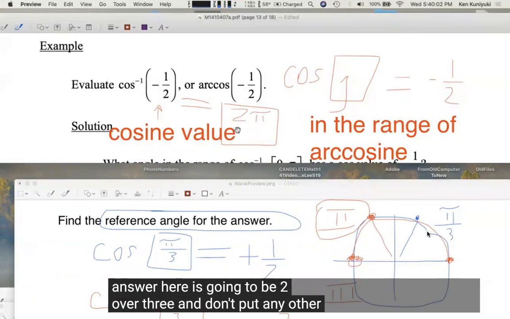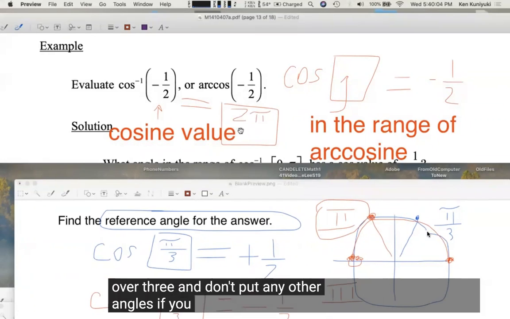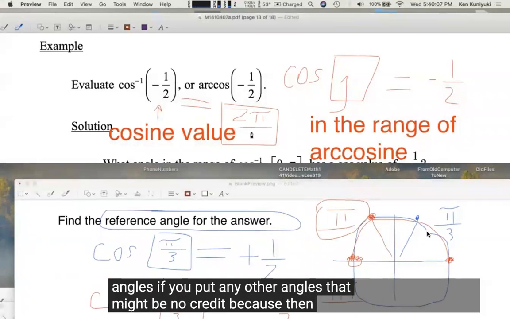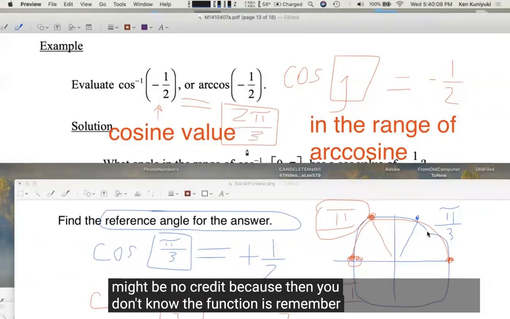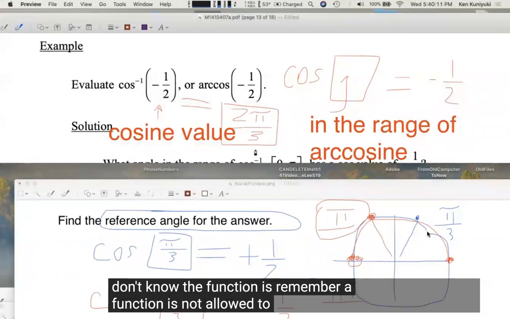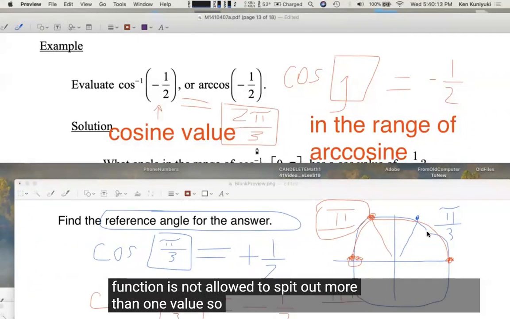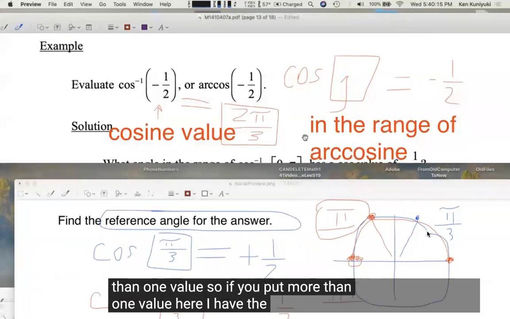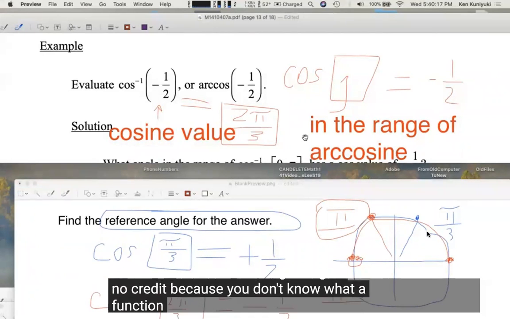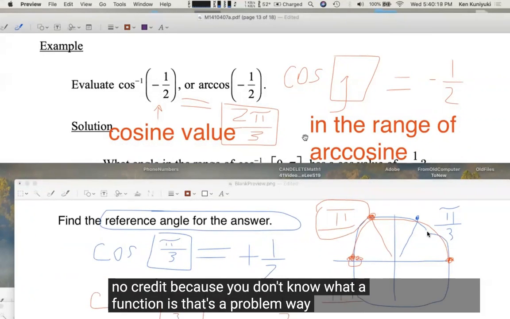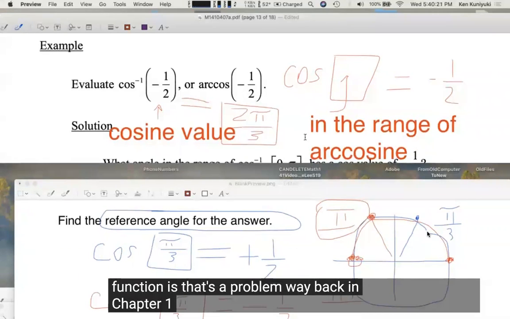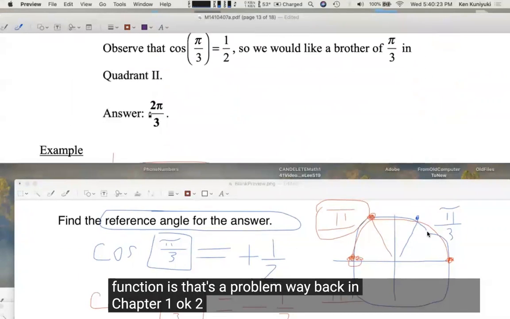And don't put any other angles. If you put any other angles, that might be no credit, because then you don't know what a function is. Remember, a function is not allowed to spit out more than one value. So if you put more than one value here, I have the right to give no credit because you don't know what a function is. That's a problem way back in chapter 1. Okay, 2π/3.